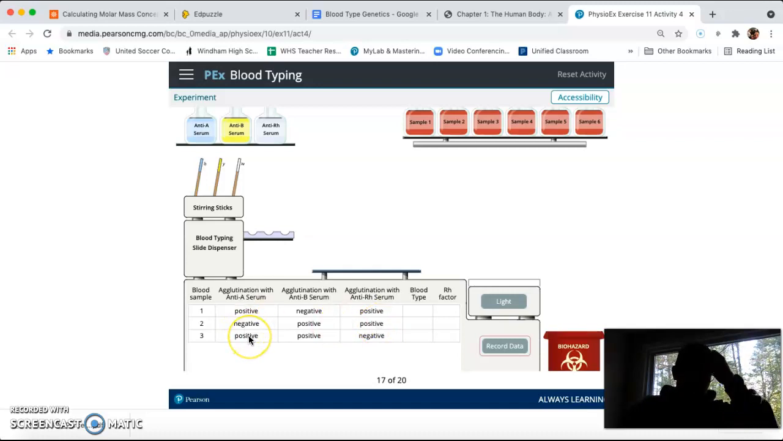So in this last one, this is actually the very example that we had to answer in that question just now. We see that we have a reaction with A and B, so this is type AB blood, but because there's no reaction with the anti-Rh, that is AB negative.